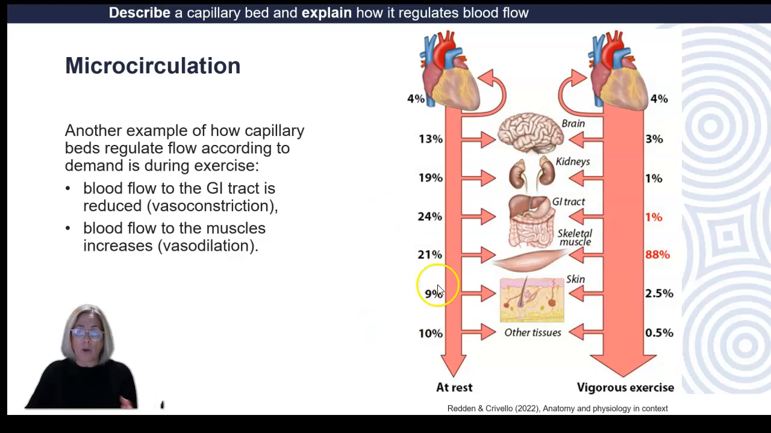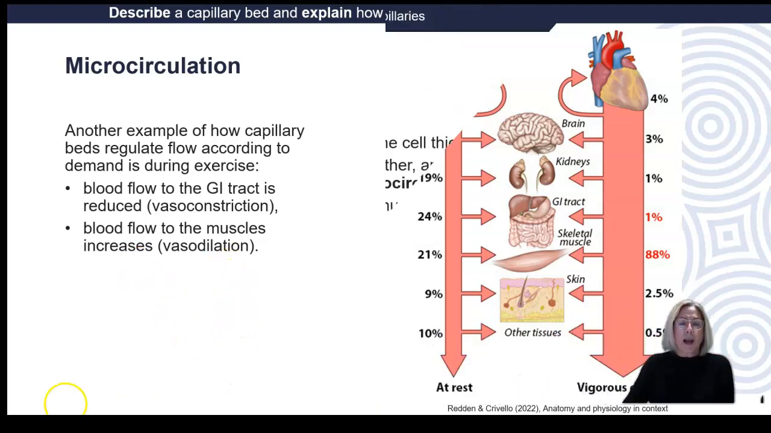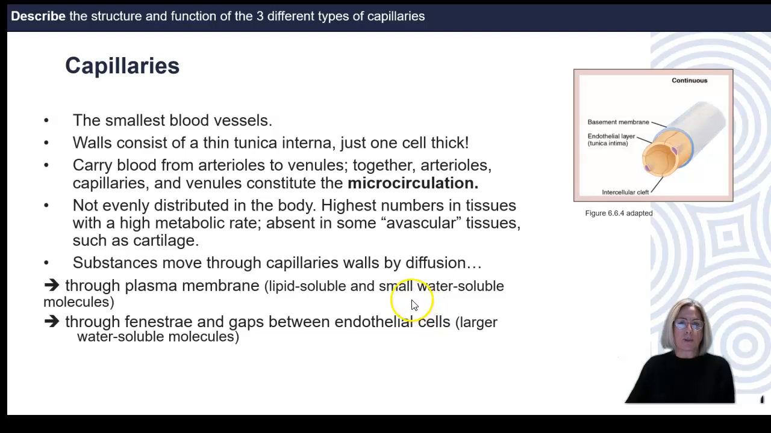On the other hand, though, all of that extra blood flow is going to exercising muscles, and that's because of vasodilation of those vessels to the muscles. And it kind of all makes sense, doesn't it? So we're now going to talk about the 3 different types of capillaries, but just talking about capillaries in general to begin with. They are, of course, the smallest blood vessels.